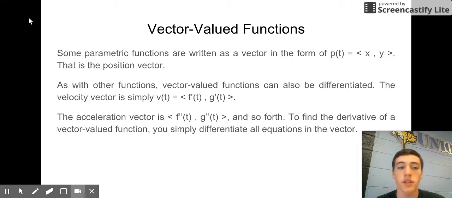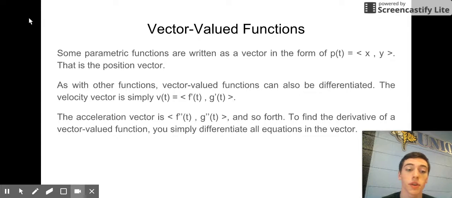So vector valued functions. Some parametric functions are written as a vector in the form of the position r of t equals the vector of x and y. That's the position vector. As with other functions, vector valued functions can also be differentiated. The velocity vector is simply v of t equals the vector of the first derivative of f and the first derivative of g. And the acceleration vector, in the same manner, is a of t equals the vector of the second derivative of f and the second derivative of g, and so forth.